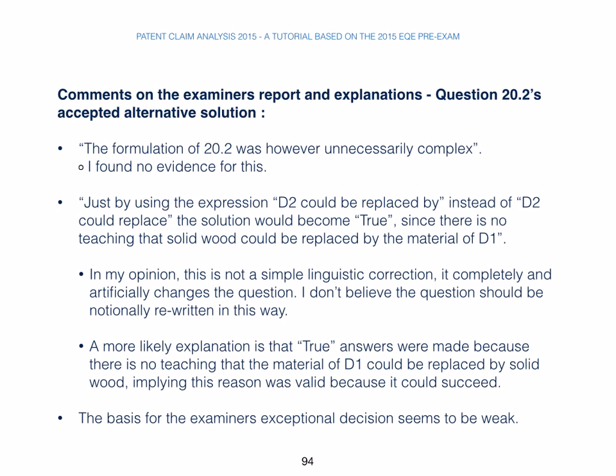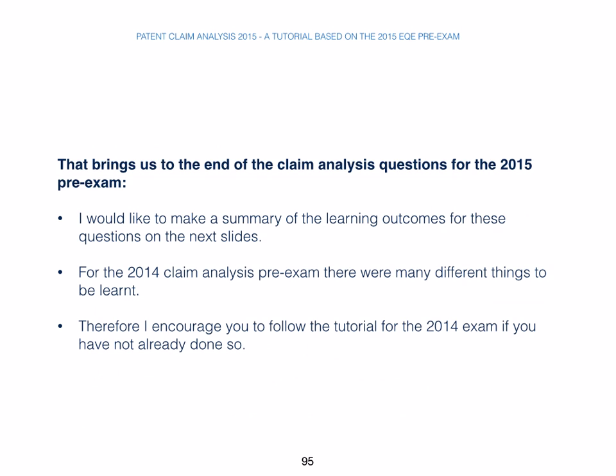A more likely explanation is that true answers were made because there is no teaching that the material of D1 could be replaced by solid wood, implying that this reason was valid because it could succeed. To me, the justification of the examiner's exceptional decision seems to be weak or questionable. However, they must have had a drastic rethink to take such a step. This brings us to the end of the claim analysis questions for the 2015 exam.